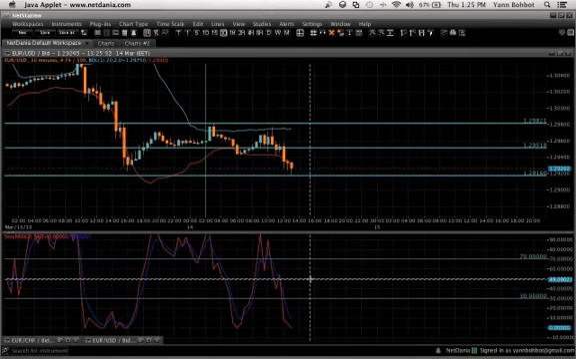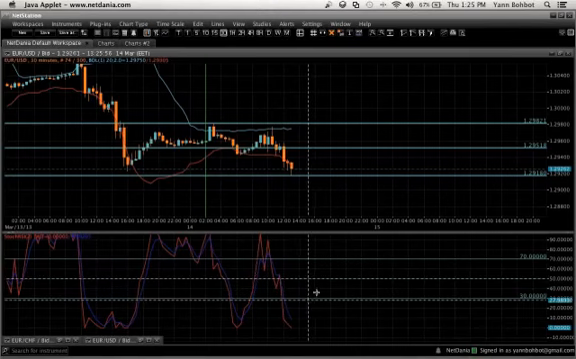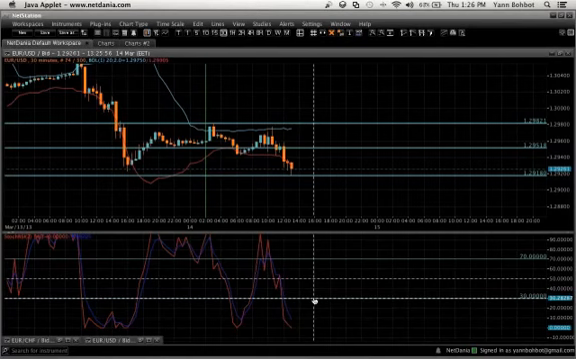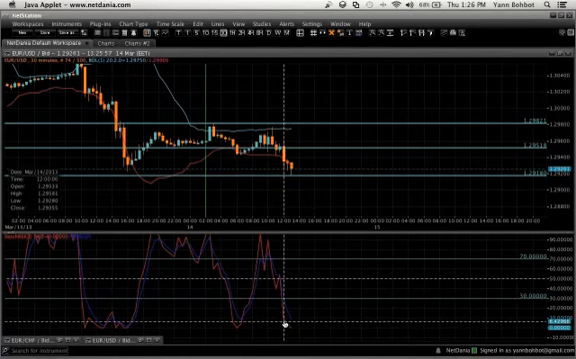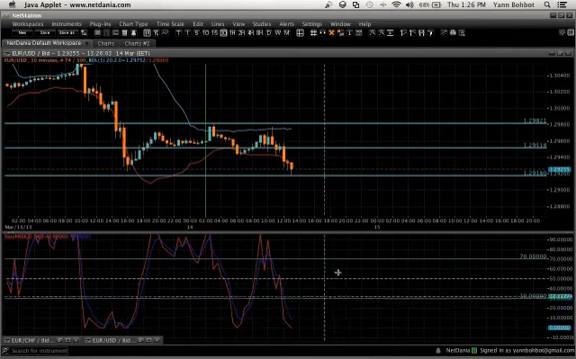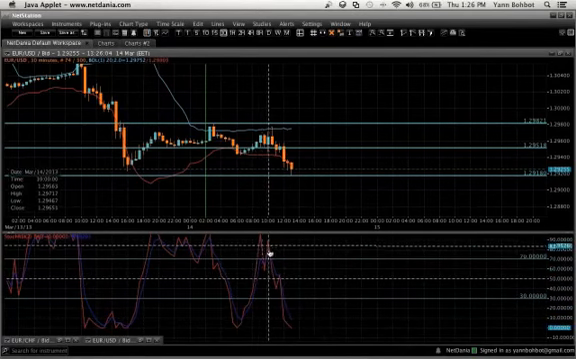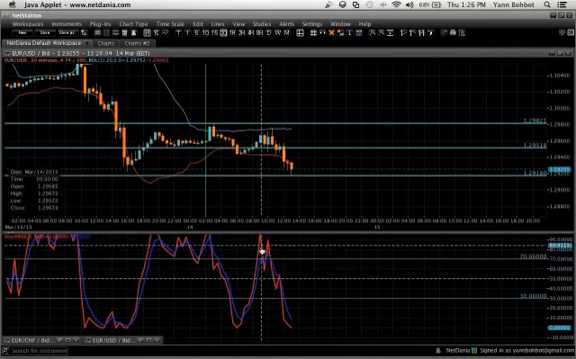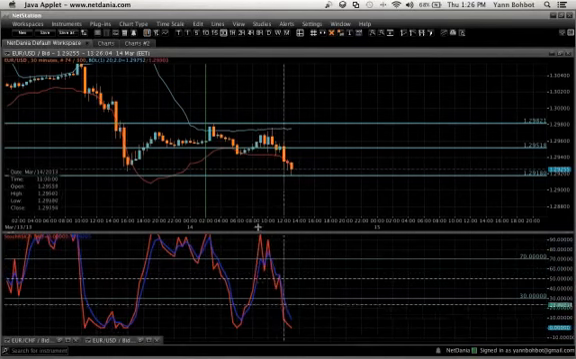What did I say before? If you're looking at a buy position, you should buy once it passes through 30. At the moment, it's not going back up. When it's going back up, it means that it's rising, it's getting stronger. At the moment, you see that these two lines are going downward.